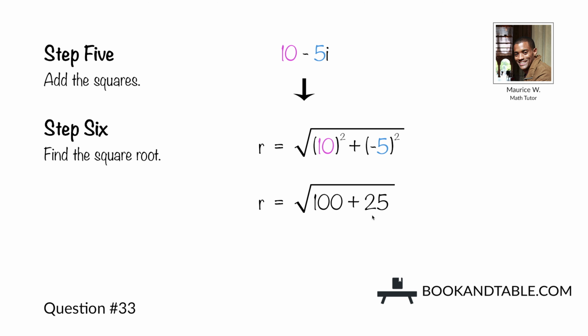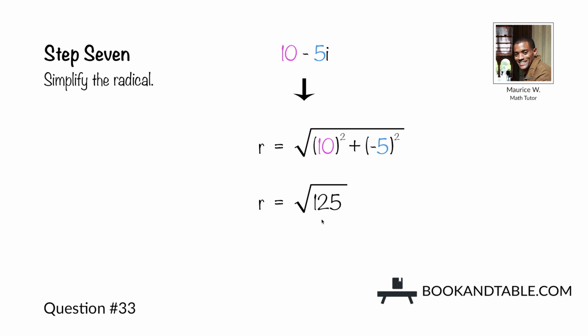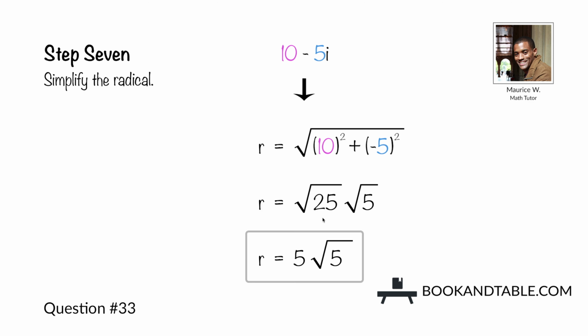100 plus 25 gives us 125, and the square root of 125 can be simplified further by breaking it up into the square root of 25 times the square root of 5. And the square root of 25 is equal to 5. So the modulus of 10 minus 5i is equal to 5 radical 5.